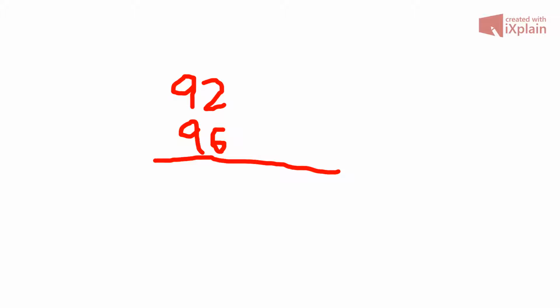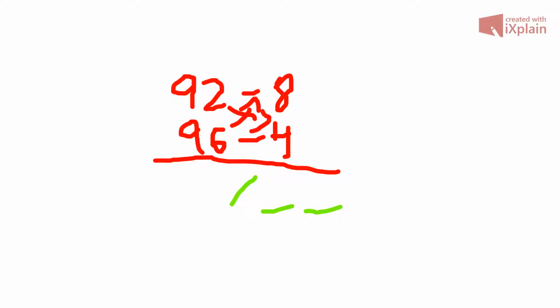Last week, we covered that when multiplying two numbers that were close to a base number such as 100, 1000, or even 10,000, we can first subtract the number from the base, so in this case, minus 8, minus 4, and then we'll put the slash down here, leave two spaces because the base number has two zeros. Then we'll subtract or add crosswise. So 92 minus 4, or 96 minus 8.